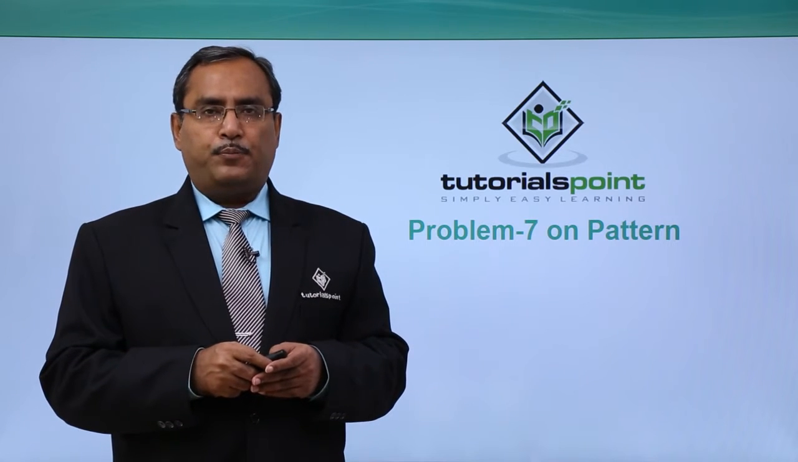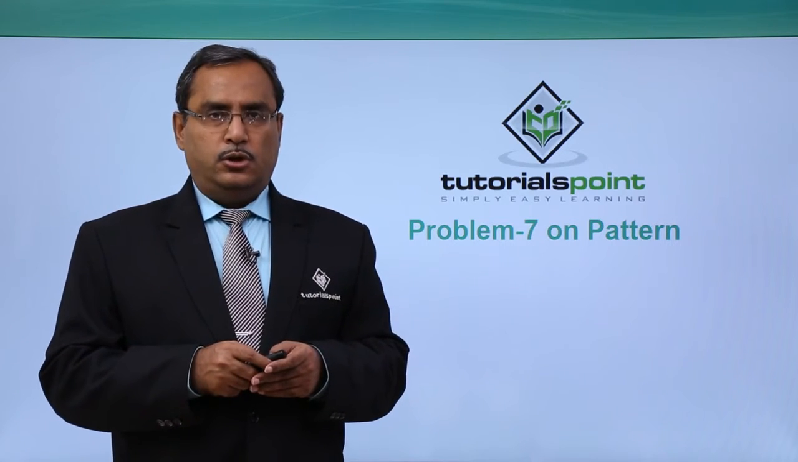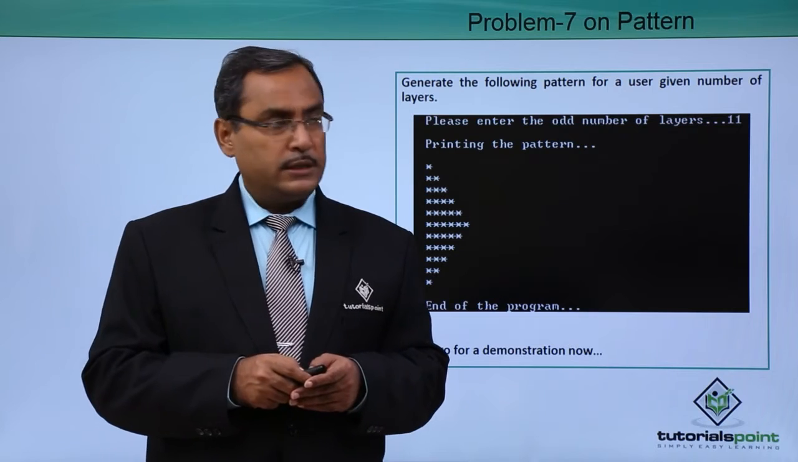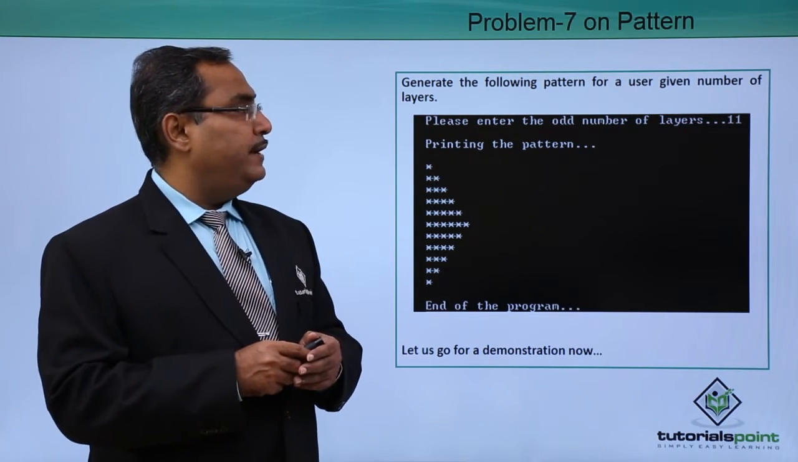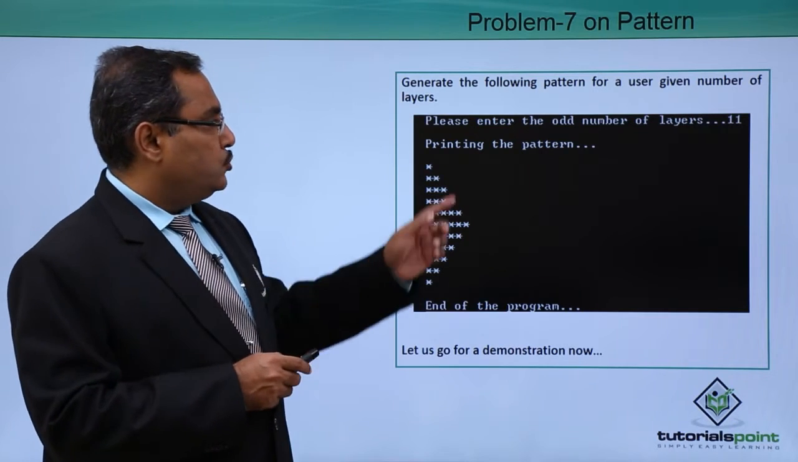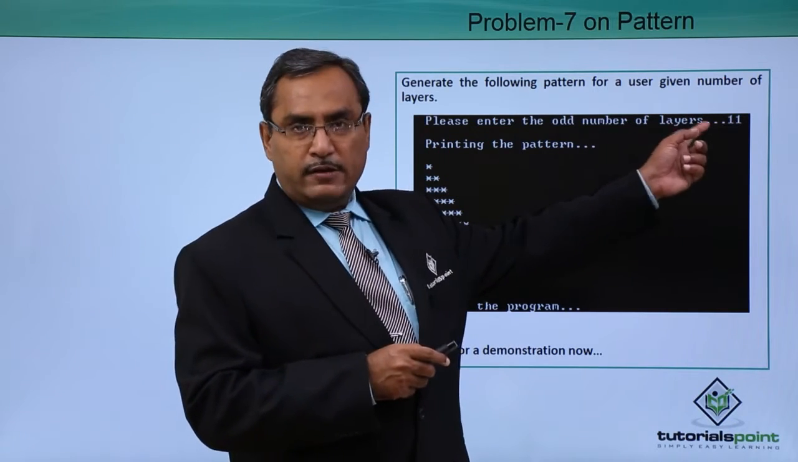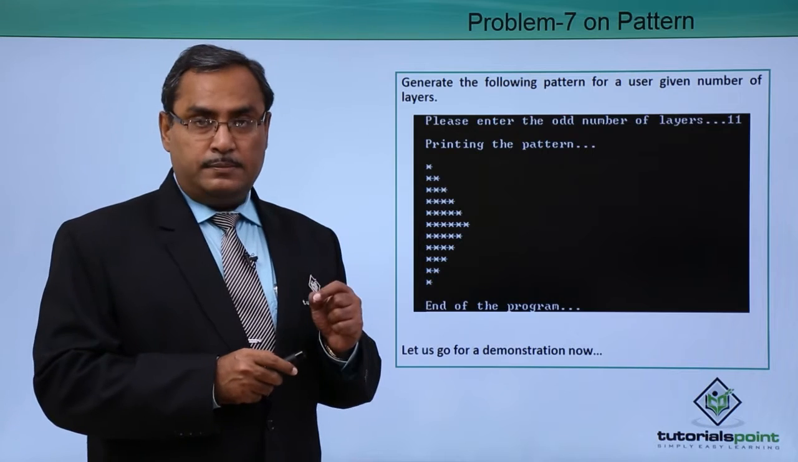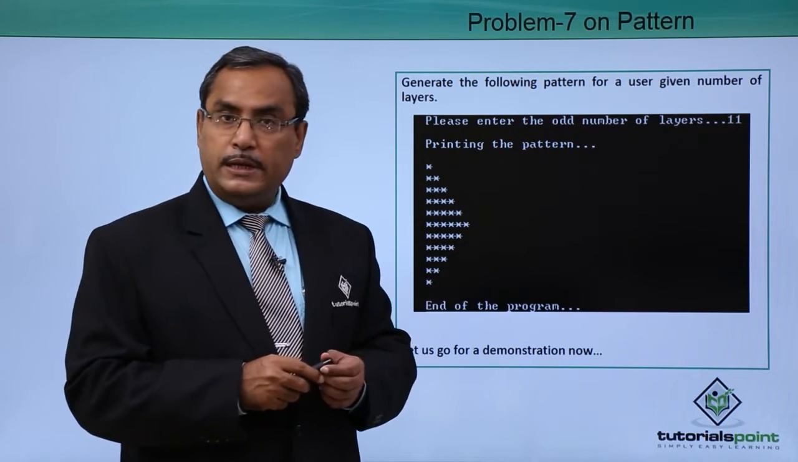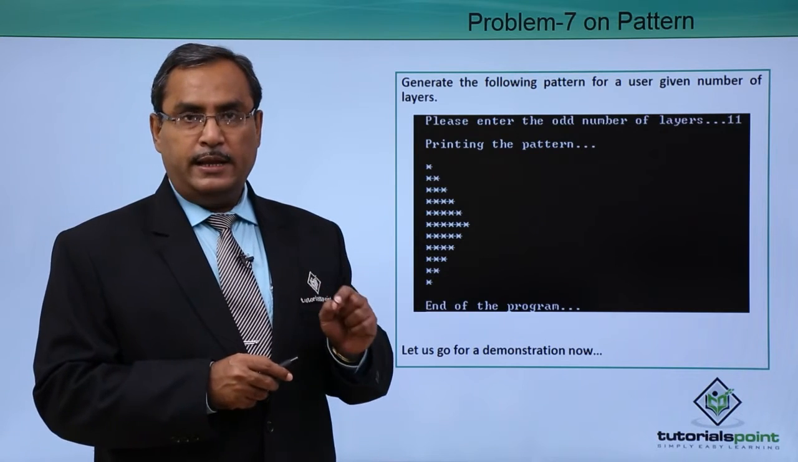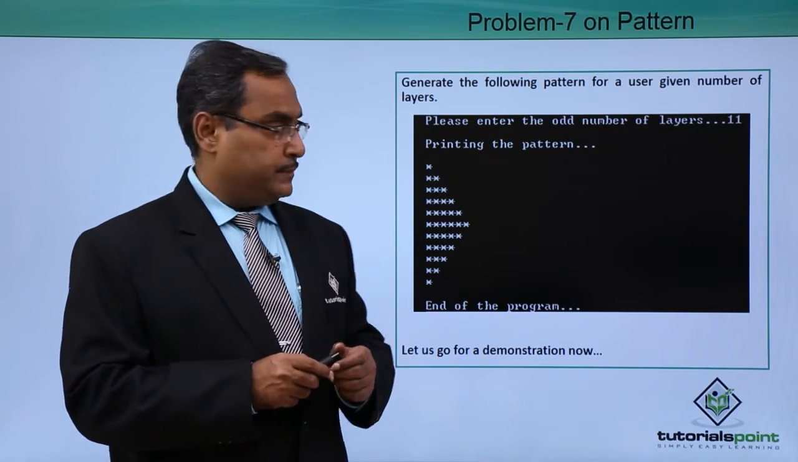We are solving another problem in the pattern generation. So here is the respective problem for us. Generate the following pattern for a user given number of layers. Here the number of layers is 11, and this layer number should be odd. So please enter the odd number of layers. We have given 11 here, as 11 is one of the odd numbers.